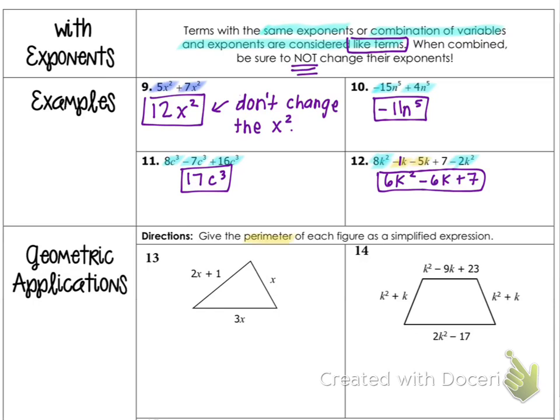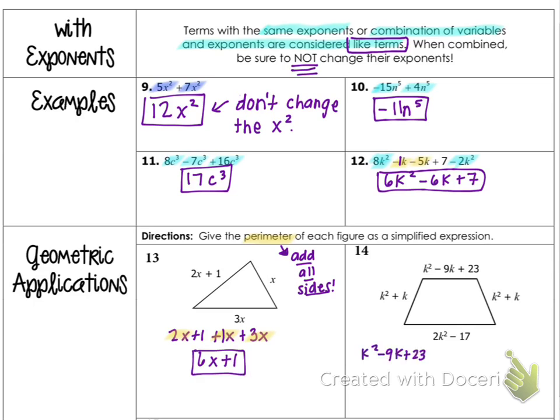So remember 13, remember perimeter? Perimeter means to just add all sides. So it says give the perimeter of each figure as a simplified expression. So we're just adding all sides of this triangle. So 2x plus 1, which is right here, we're going to add 2x plus 1, plus x plus 3x, and we're just going to simplify. So we have 2x, x, and 3x. Remember, we can put a 1 in front of that x, so we have 2 plus 1 plus 3. 2 plus 1 is 3. 3 plus 3 is 6x plus 1, and that's it.